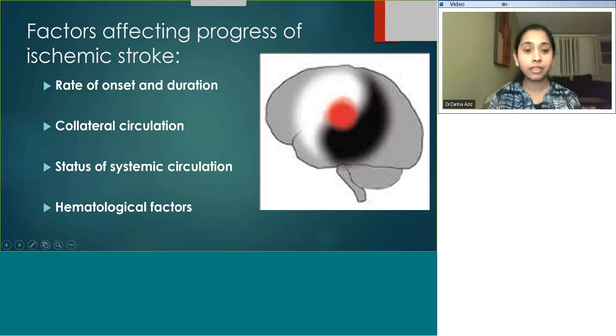All these factors also affect the progress of the stroke, and also to some extent hematological factors like blood hypercoagulability and such situations keep clotting the blood, and so even if you try to open up the vessel, if the hematological factors are not really favoring, then the patient might have a hemorrhage. So these are the factors affecting the progress of ischemic stroke. These are very important to understand before we move into the imaging.